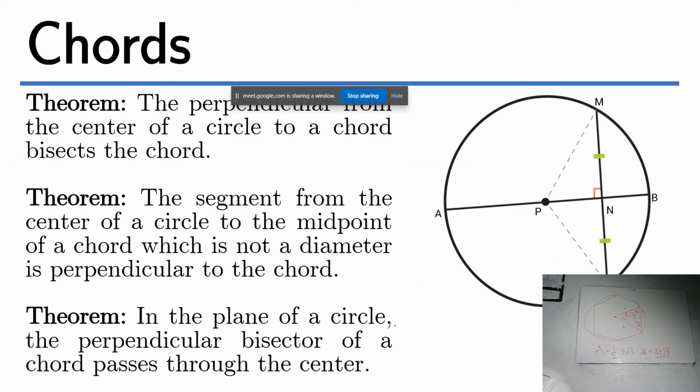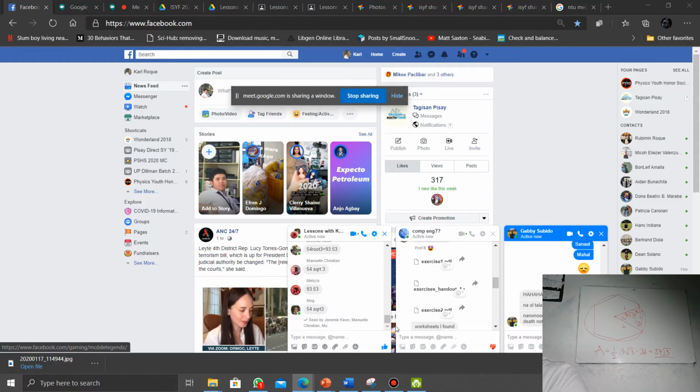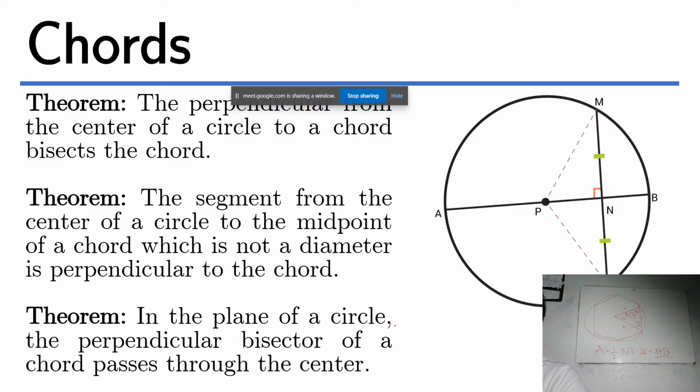Okay? And for chords naman, the perpendicular from the center of a circle to a chord bisects the chord. Then, simply to say, no? Pag nag-drawing tayo ng line from the radius to the midpoint ng isang chord, sure tayong perpendicular sila. And moreover, yung radius natin, perpendicular bisector siya parati ng chord. Okay?